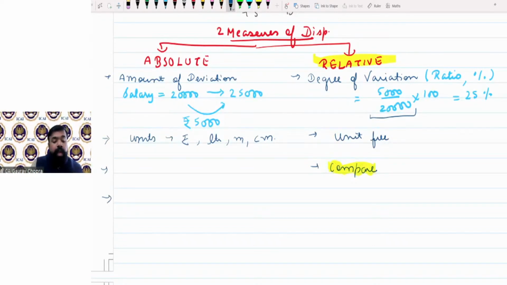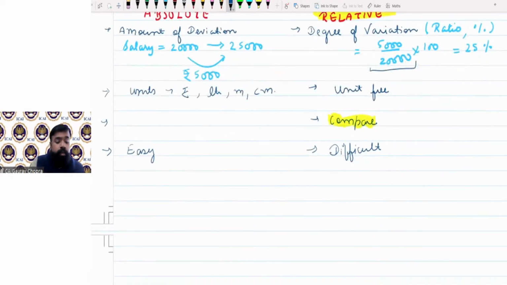Now absolute measure is easy to calculate, whereas relative measure is a little bit difficult. Now, what are the things which we are going to discuss in absolute measure? In absolute measure, we will find range, then quartile deviation, mean deviation, and standard deviation. So we will calculate all these four in absolute measure.